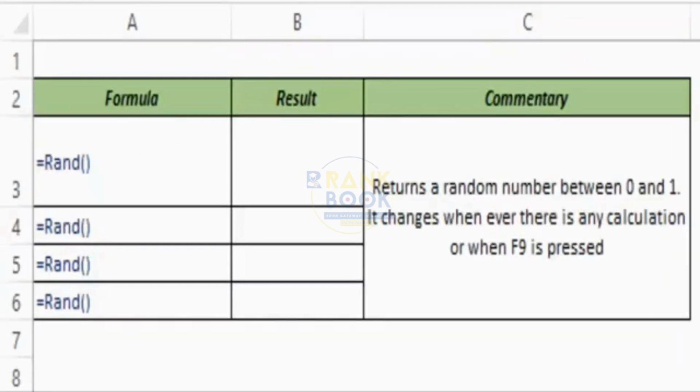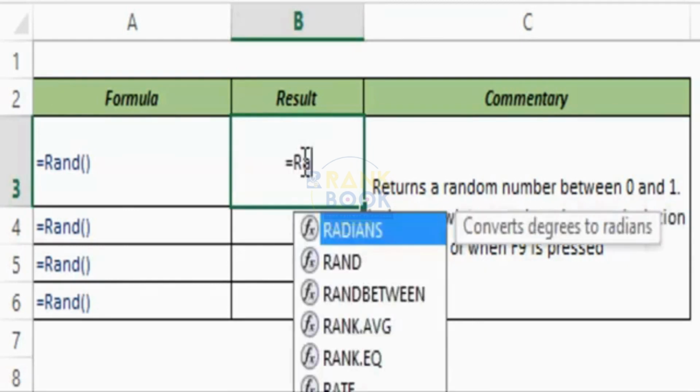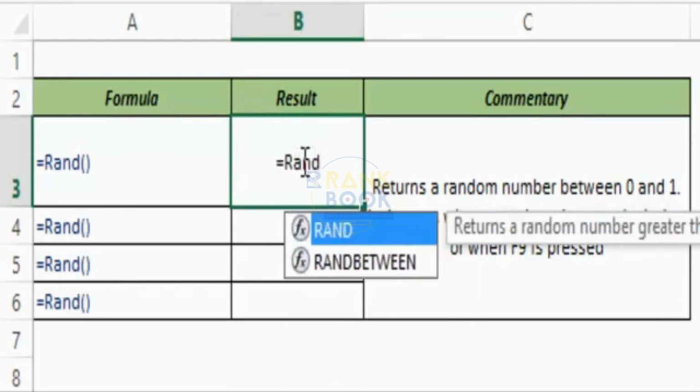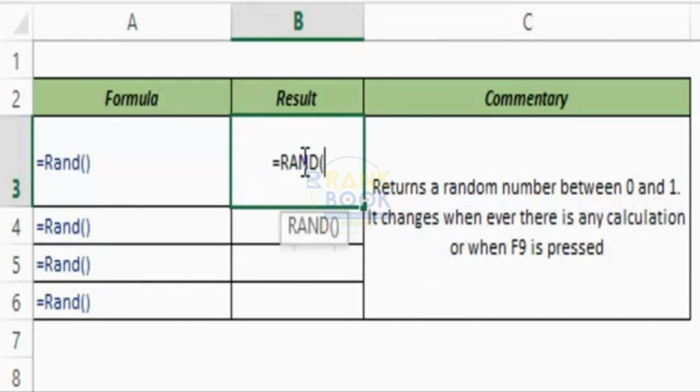RAND is a mathematical function and stands for random. This is used to generate a random number between 0 and 1. And this is also one of those functions that does not take any argument as input. So let me show you how the RAND function works. I type equal to RAND and I hit Tab to autocomplete the function. You can see this does not take any argument, so you can simply close the parenthesis.